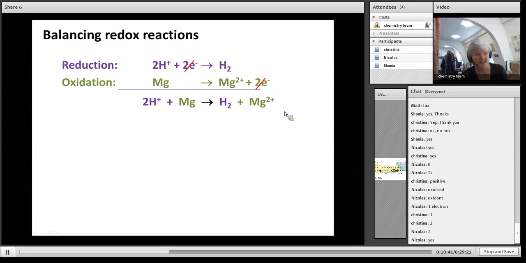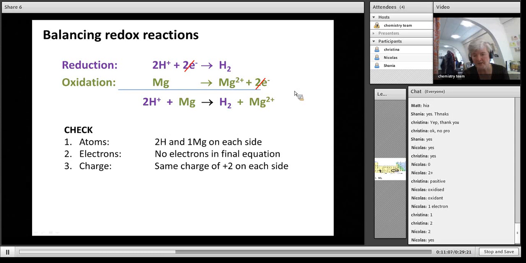So this is a very simple one, but it shows you the different steps. Do the two half reactions, make sure the electrons transferred are identical, and then add them together. Your electrons should cancel because they are identical. And one should be on the left-hand side of the equation, and one should be on the right-hand side of the equation. So let's do a more complicated example.